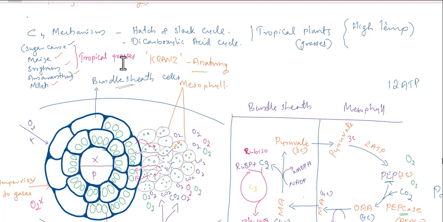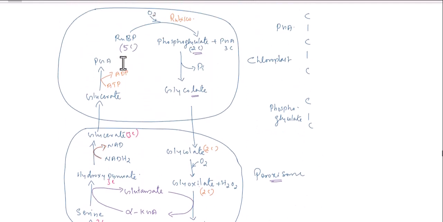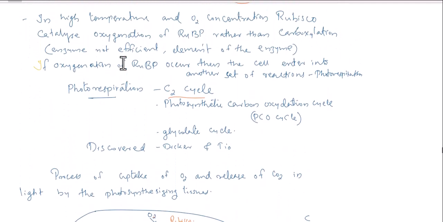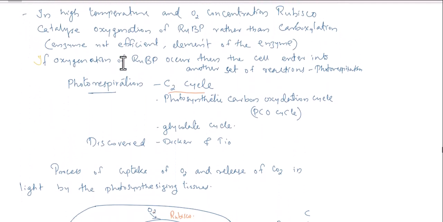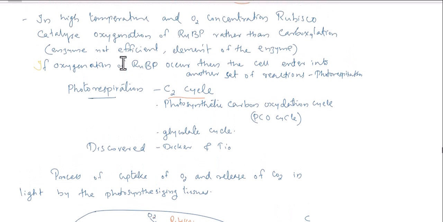C4 mechanism or Hatch and Slack cycle. Before we discuss the Hatch and Slack cycle, we can go for one more thing, that is photorespiration. What is meant by photorespiration?